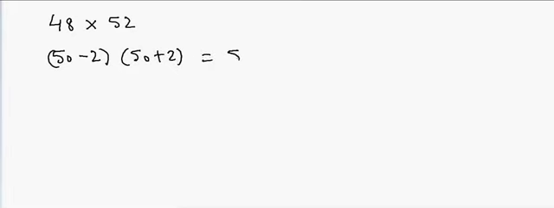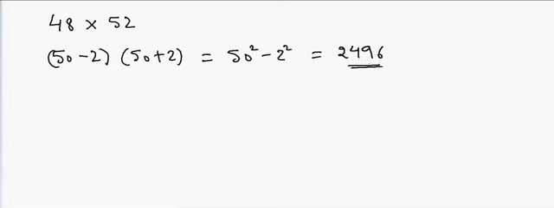Hi everyone, in this video we'll talk about another math trick which can be used for faster calculation. For example, suppose I have to multiply 48 and 52, how will I do that? If you look at it carefully, these numbers are symmetrical around 50, so this can be written as 50 minus 2 and 50 plus 2, so that will be equal to 50 square minus 2 square.